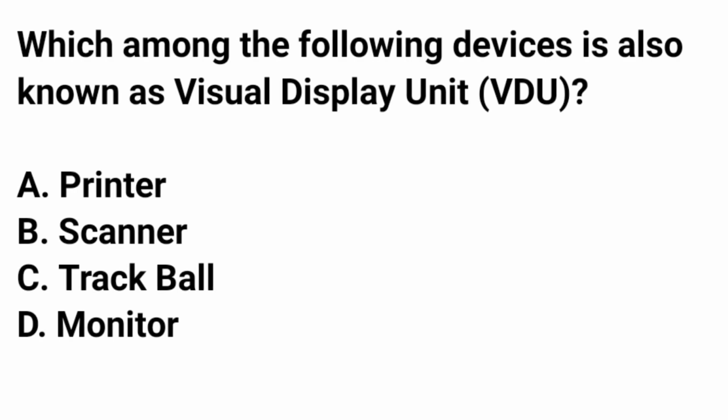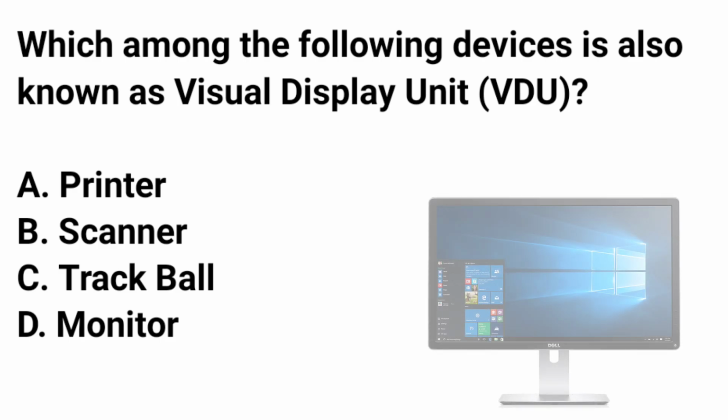Which among the following devices is also known as visual display unit? A. Printer. B. Scanner. C. Trackball. D. Monitor. Correct answer is D. Monitor.